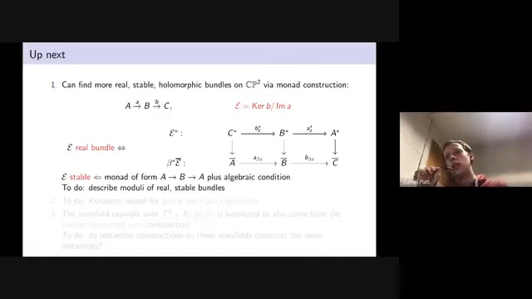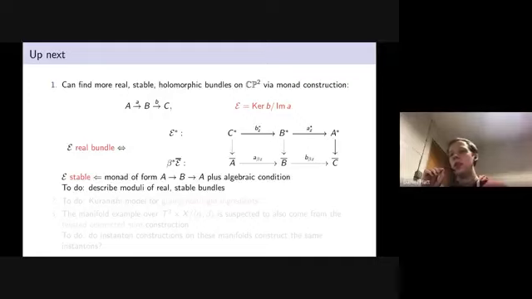So if you take bundles A, B, C and maps between them, little a, little b, then you can write down this monad, curly E, defined to be the kernel of beta, mod the image of A. And if you choose your A and B correctly, then you will find that this thing is a vector bundle. Now, reality amounts to checking some diagram commutes, the diagram on the right here. That's not so hard to check.